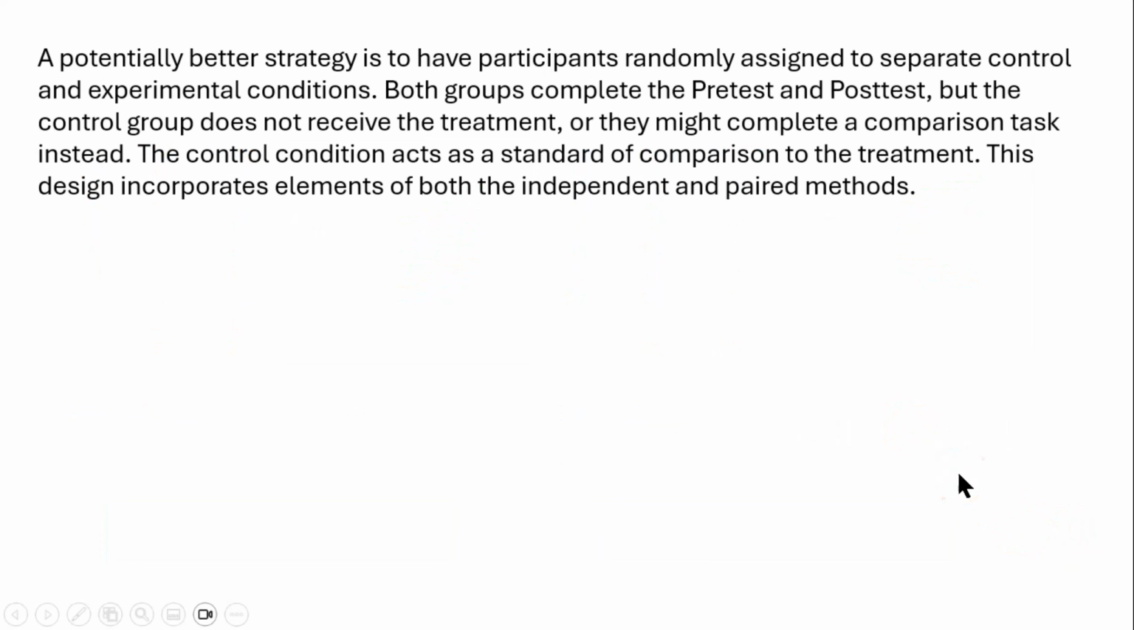And then I have 2 more slides. If you combine these two, a potentially better strategy is to have participants randomly assigned to separate control and experimental conditions. So you have this physical control group there. Both groups complete the pre-test and post-test, but the control group does not receive the treatment, or they might complete a comparison task instead. And the control condition acts as a standard of comparison to the treatment. Okay, this is a potentially better strategy, and this design incorporates elements of both the independent and paired methods.